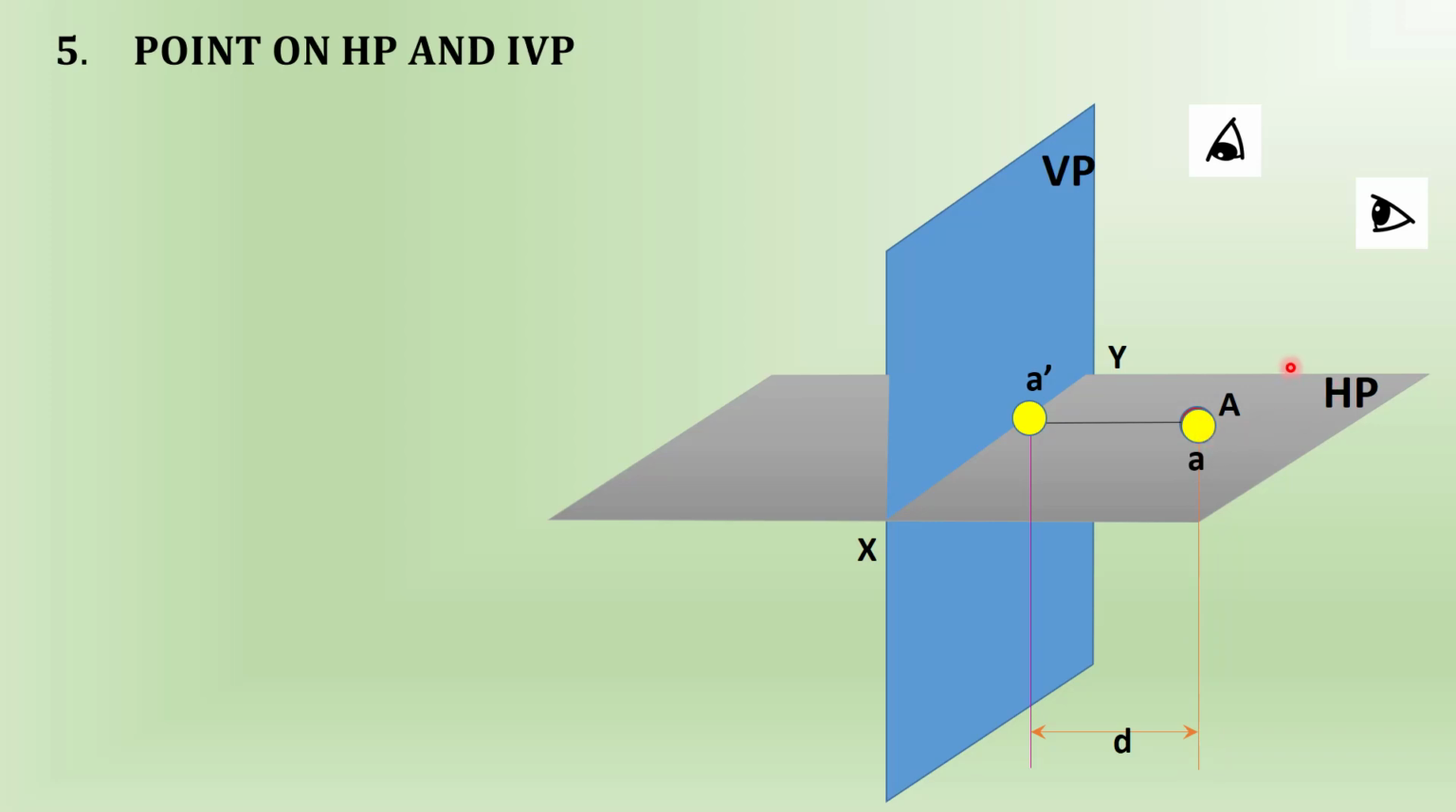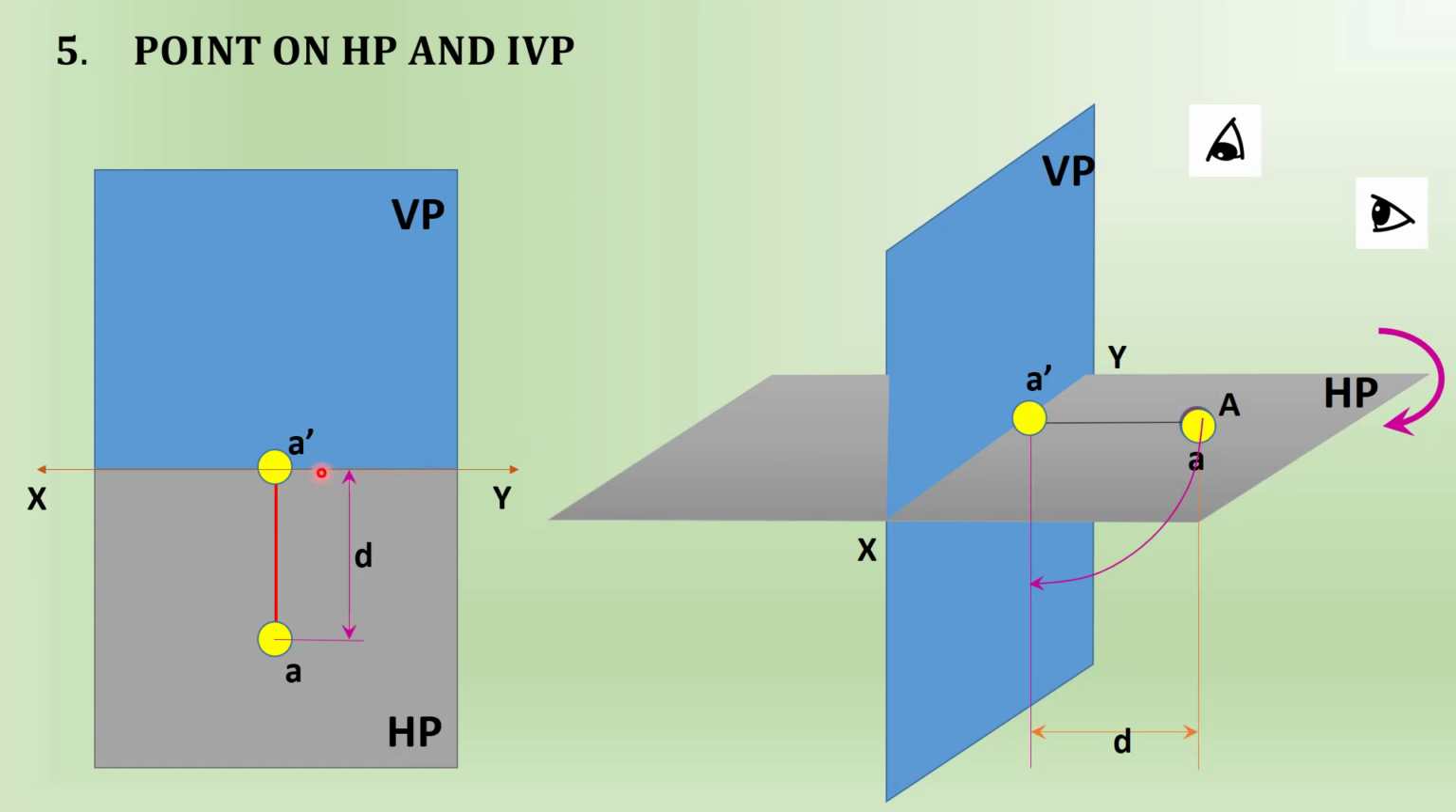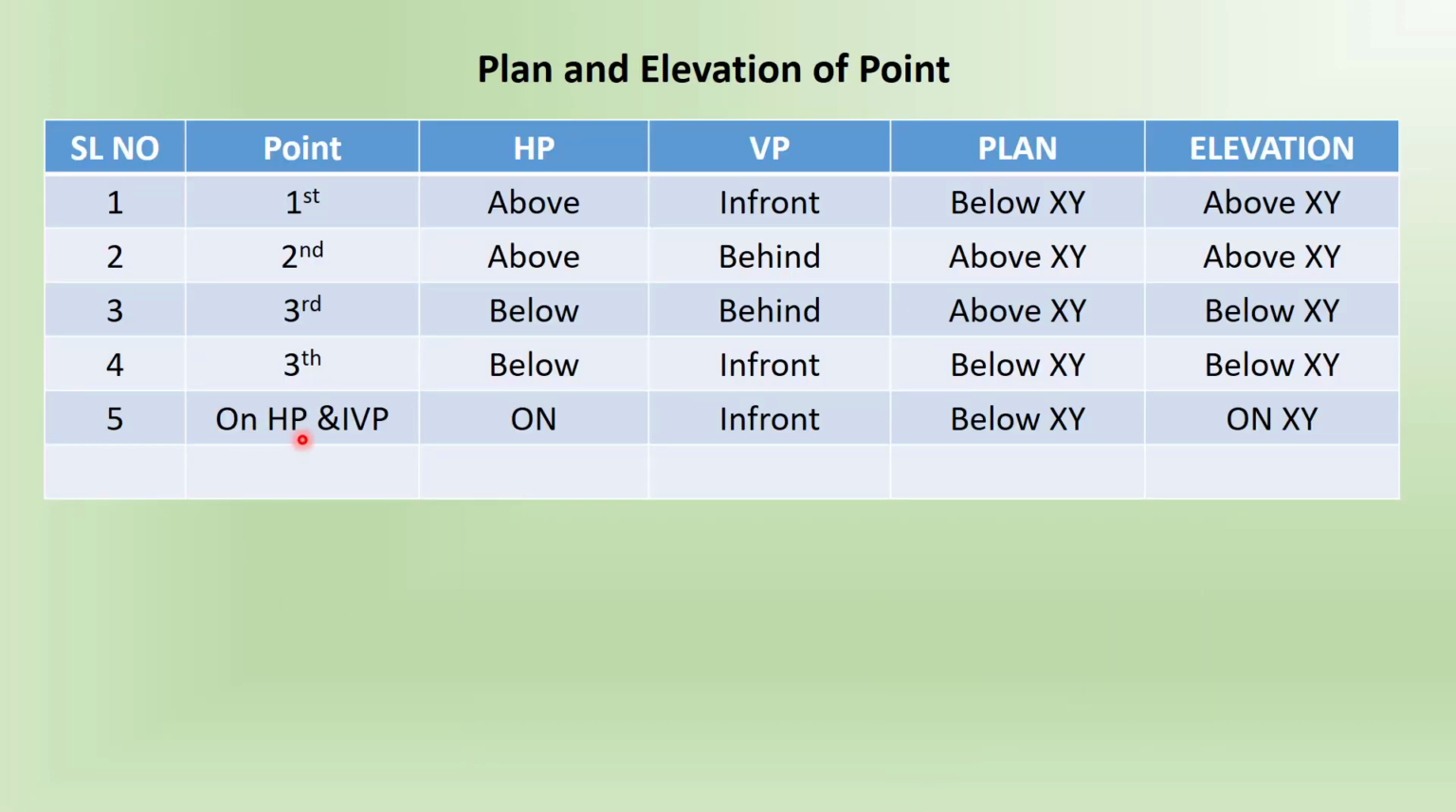Now we need to rotate the horizontal plane through an angle of 90 degrees. So what happens to the plan? The plan also will be rotated through 90 degrees. So the point appears to lie below the XY line. So when you draw the orthographic projection, we can see that the elevation is obtained on the XY line and the plan is obtained below the XY line at a distance of small d from the reference line. So when the point lies on HP and in front of VP, the plan will be obtained below the XY line and the elevation will be on the XY line.